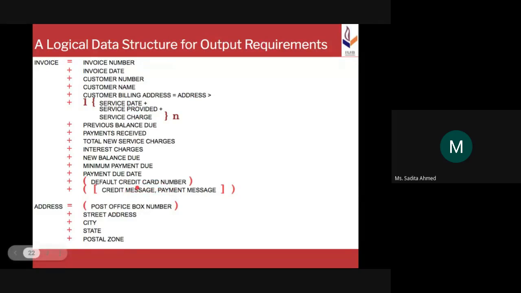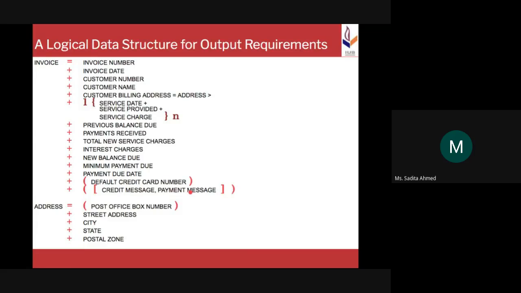And then along with the default credit card number, giving the user the option to select whether they want to see a credit message or a payment message. This square brace here in the logical data structure represents selection. That is, এটা হচ্ছে কি এমন একটা জিনিস যেটা হচ্ছে user select করতে পারবে। It's an output form, but the user can choose whether they want to see a credit message, whether they want to receive a credit message or a payment message, or view of the credit message or the payment message.